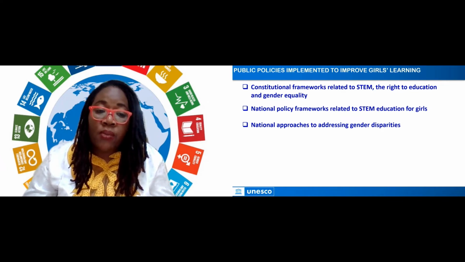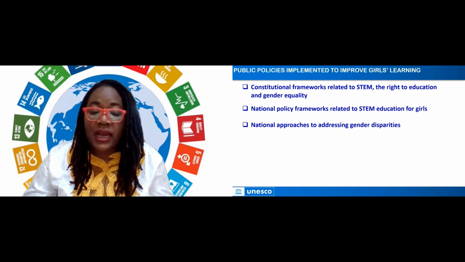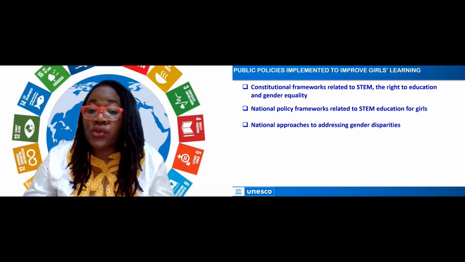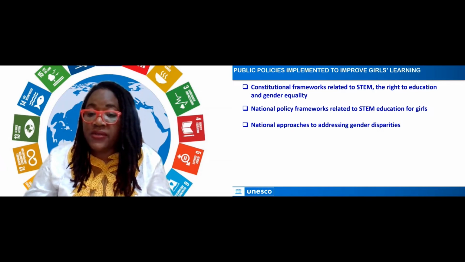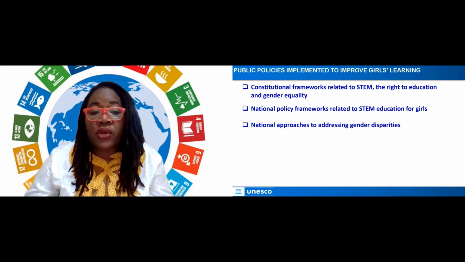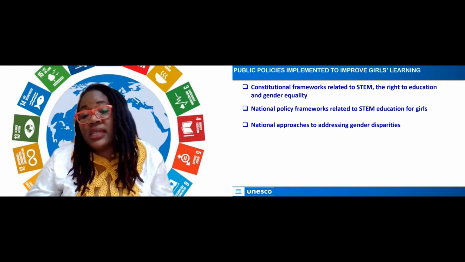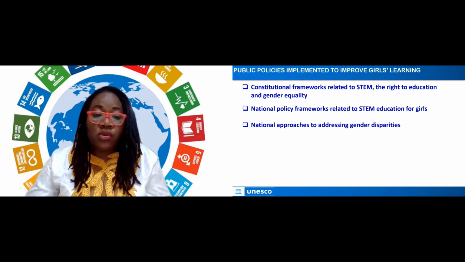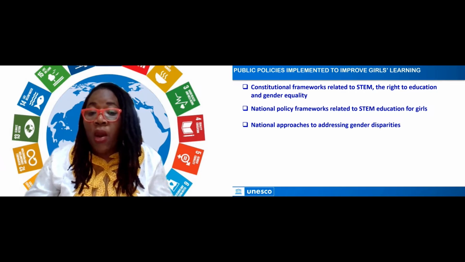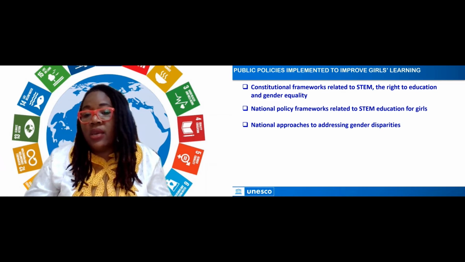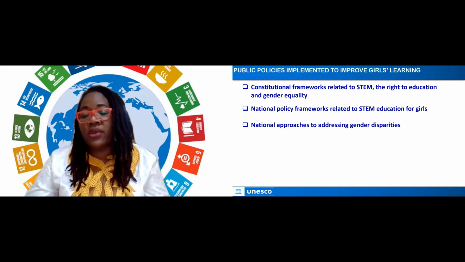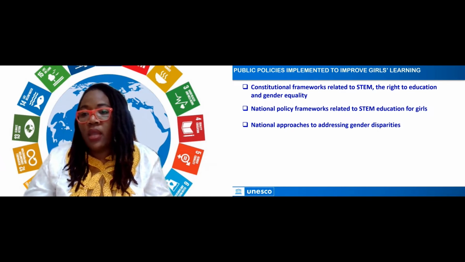We also have the national approach to resolve the disparity based on gender. And so this has to do with orienting students towards science and working against the disparity in STEM. Some countries of West Africa and Central Africa have specific measures to facilitate access and participation on the part of girls in STEM.